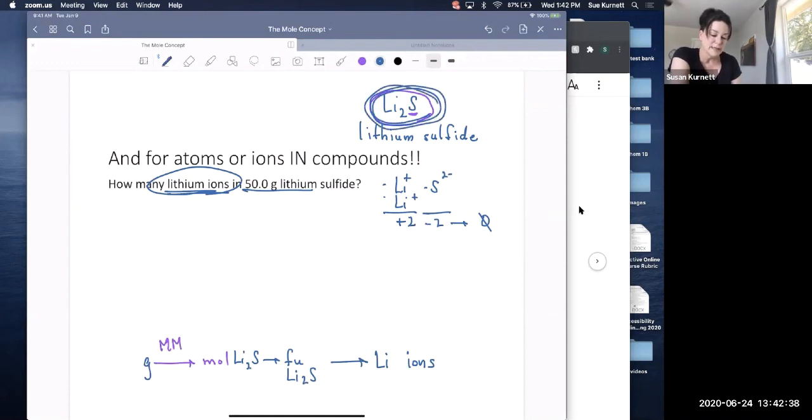And then I can see that I'm using the 2 within the formula as my final conversion to get from the formula unit to the lithium atoms. So I'm using this 2 here as a conversion to get to lithium atoms. Let me go ahead and do that and we'll see if it makes sense.